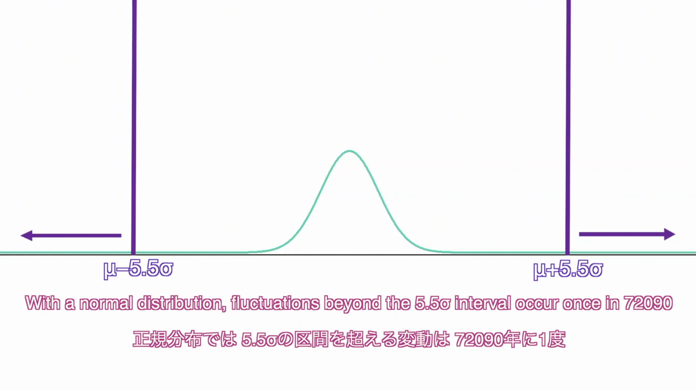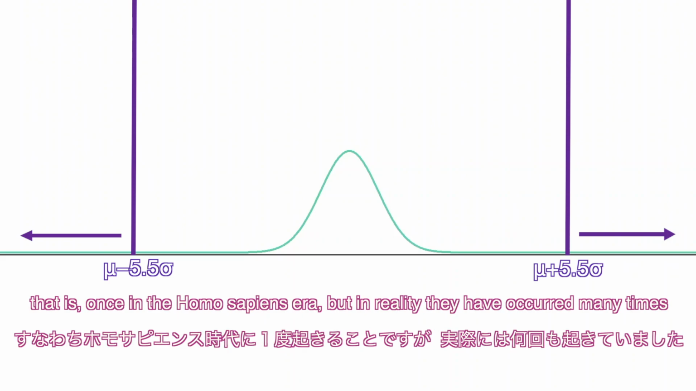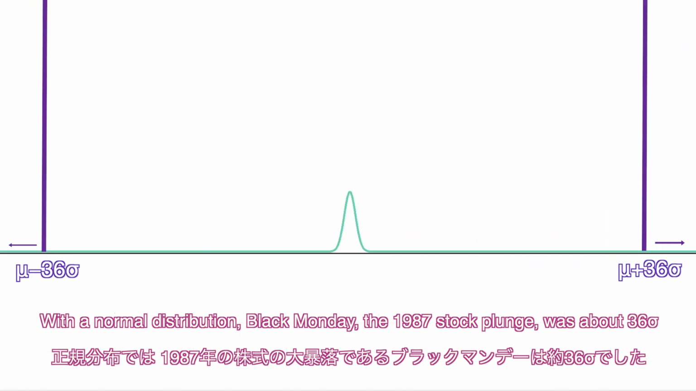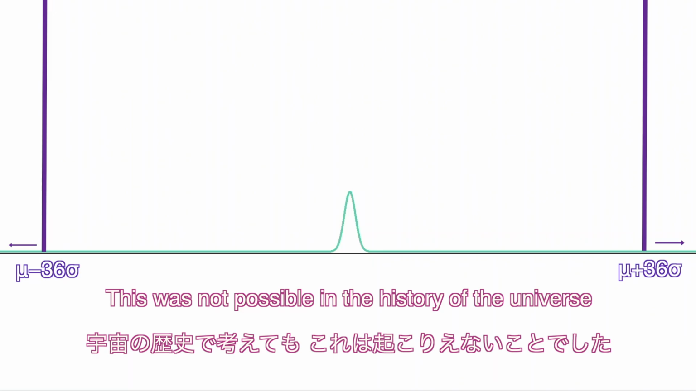With a normal distribution, fluctuations beyond the 5.5 sigma interval occur once in 72,090 years. That is, once in the Homo sapiens era. But in reality they have occurred many times. With a normal distribution, Black Monday, the 1987 stock plunge, was about 36 sigma. This was not possible in the history of the universe.